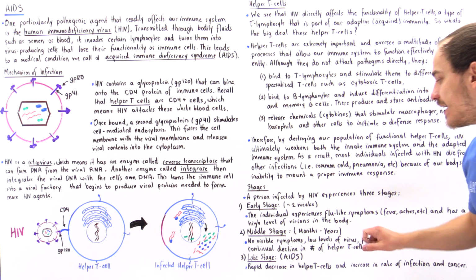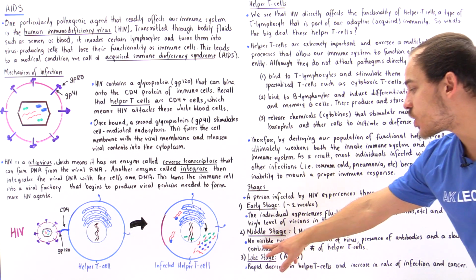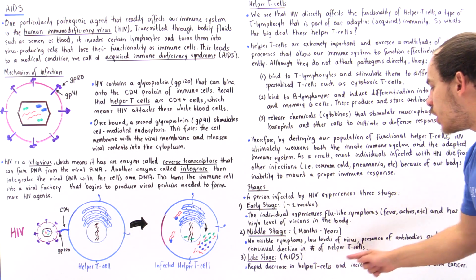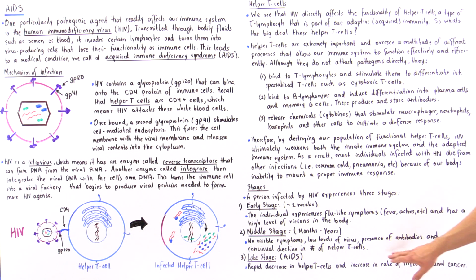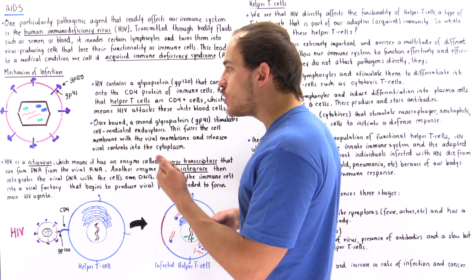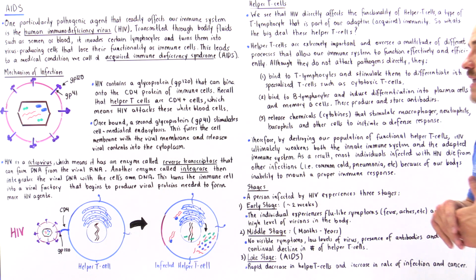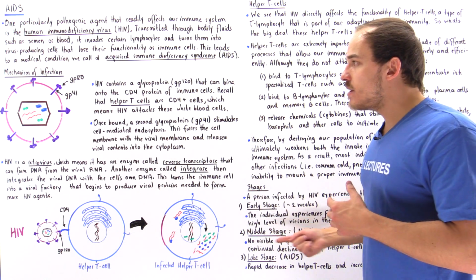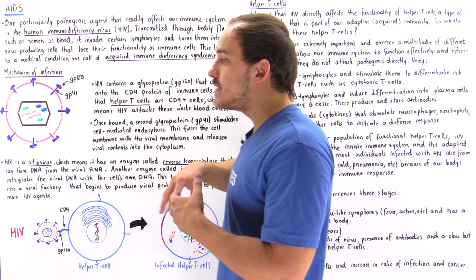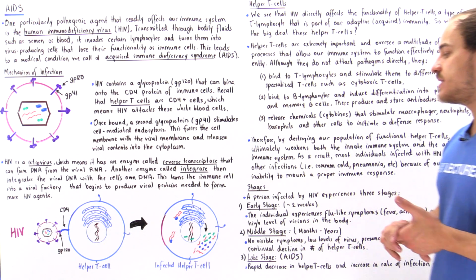So the middle stage can last from several months to several years. So no visible symptoms, low levels of that virus, we have the presence of these antibodies, and we have a very slow but very continual decline in the population of our helper T cells. So during the middle stage, the HIV continually but slowly begins to kill off these helper T cells.